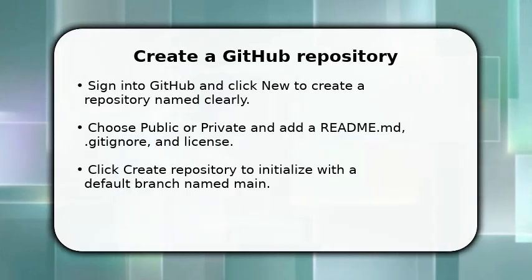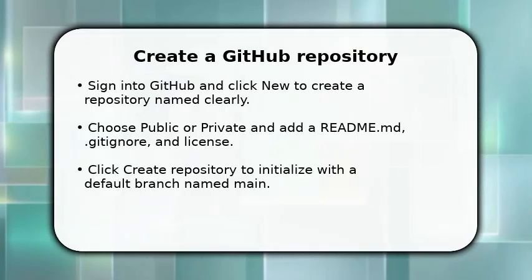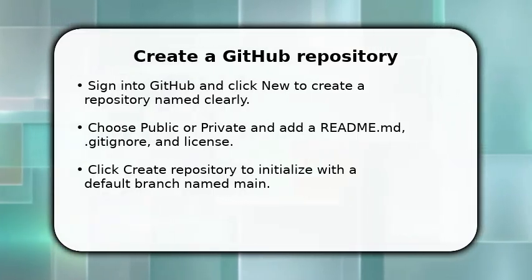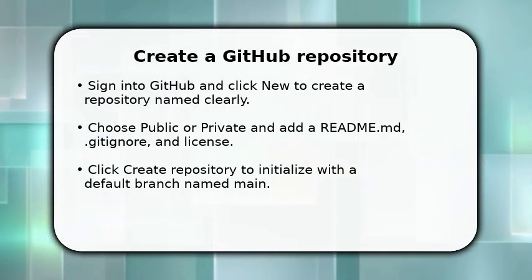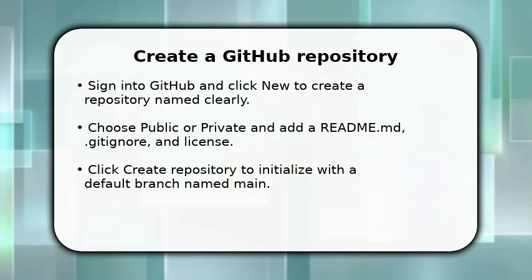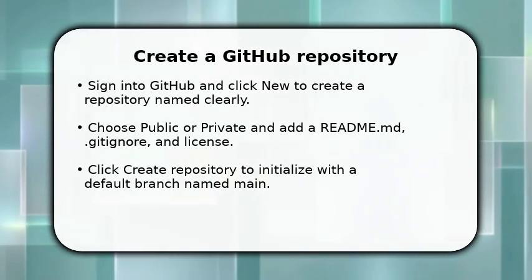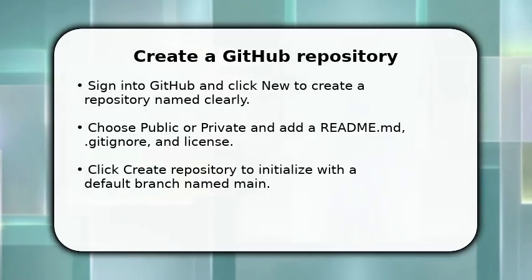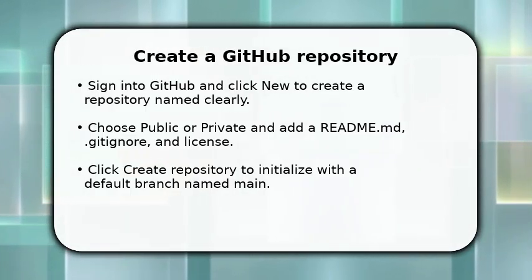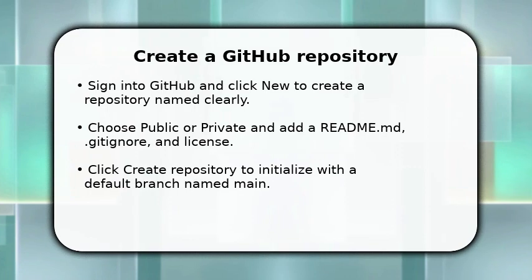Sign into GitHub and click the New button at the top right. Choose a repository name that clearly describes your project and is short. Select public or private depending on visibility and collaboration needs. Optionally add a README.md to describe the project and add a .gitignore for files to exclude. Choose a license to set reuse terms or add one later. Click Create Repository to initialize the new repo with a default branch named main.